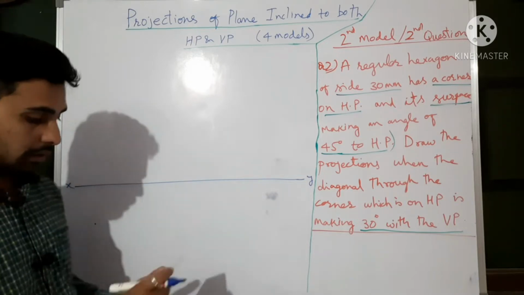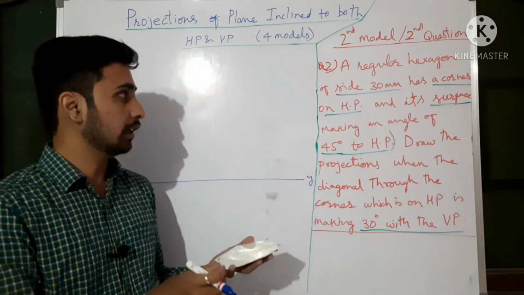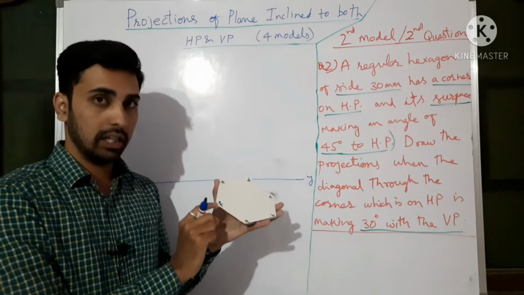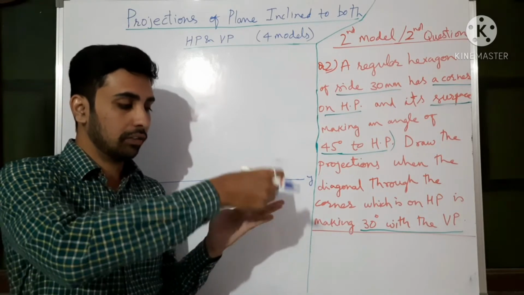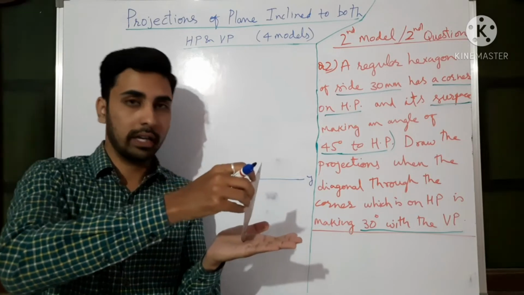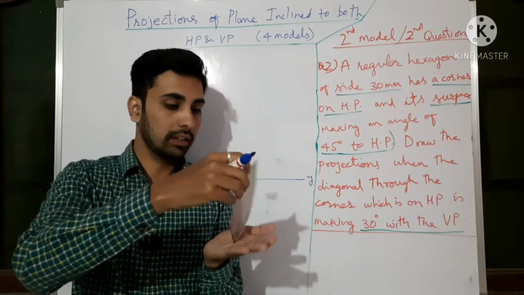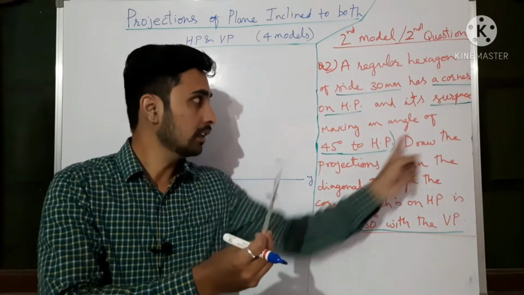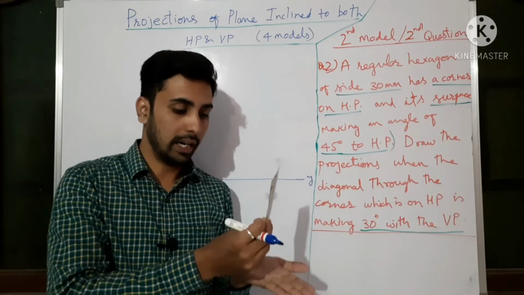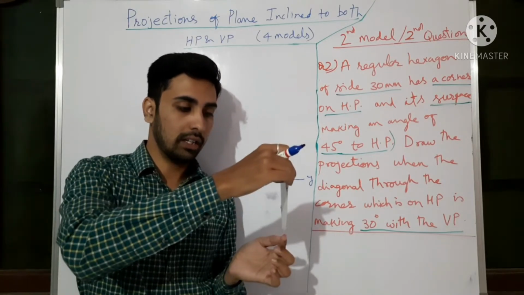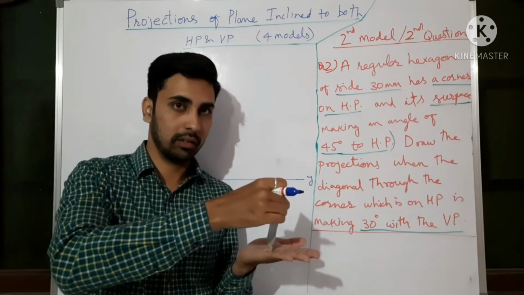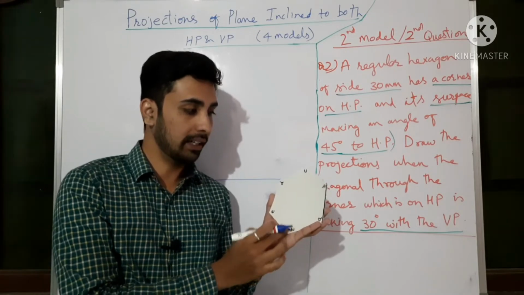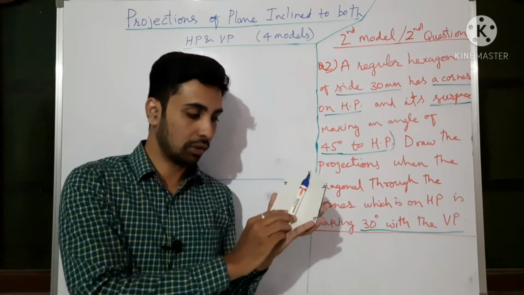First step, let's try to discuss the question once again a little bit in depth. So we have the hexagon, assume this is HP, and any one corner you take, the corner is on HP like this. It is resting by corner on HP. Then this surface with respect to HP is making 45 degree, and it is resting by one corner on HP, not by edge. If this is the corner, we will be getting a diagonal like this.